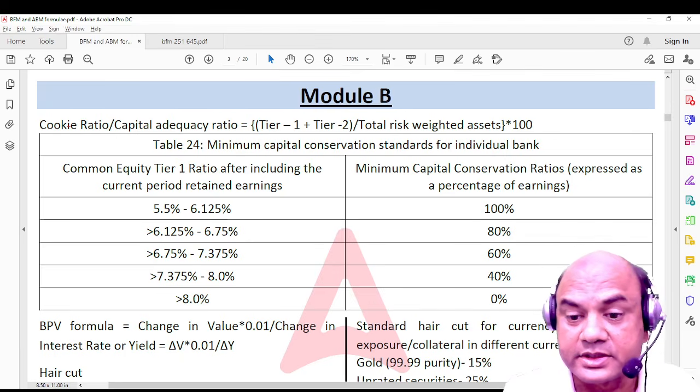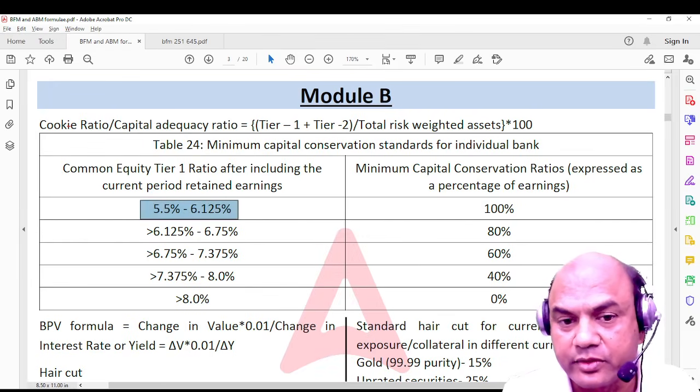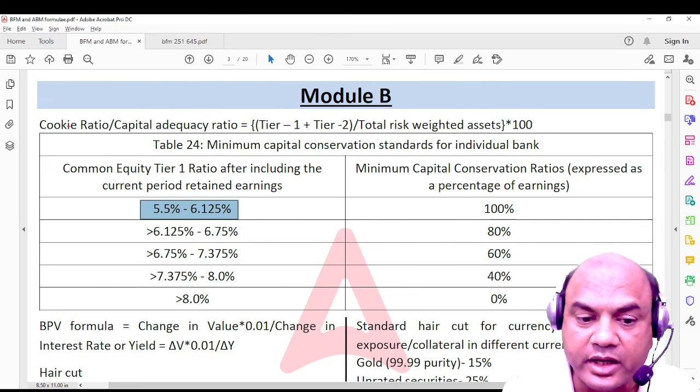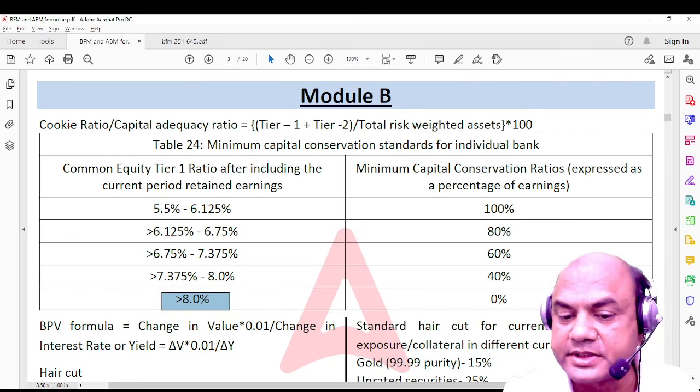Okay. So this is the important criteria. Remember at least these two figures. This one, 5.5 to 6.125, is 100%, and greater than 8% CET1, this CCB is 0%.